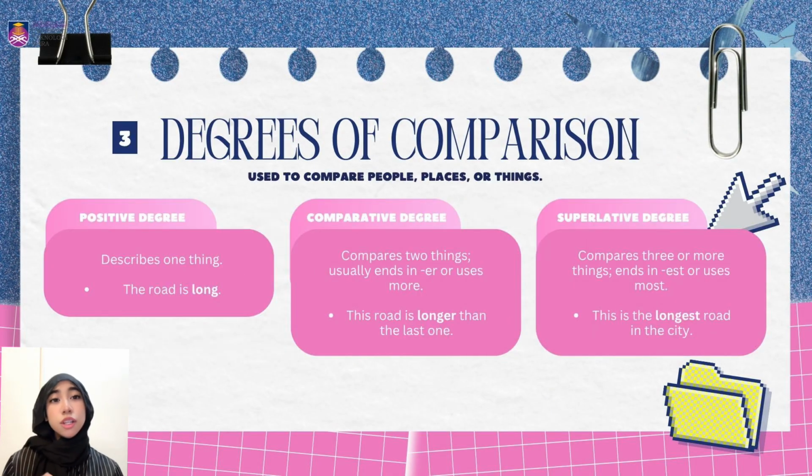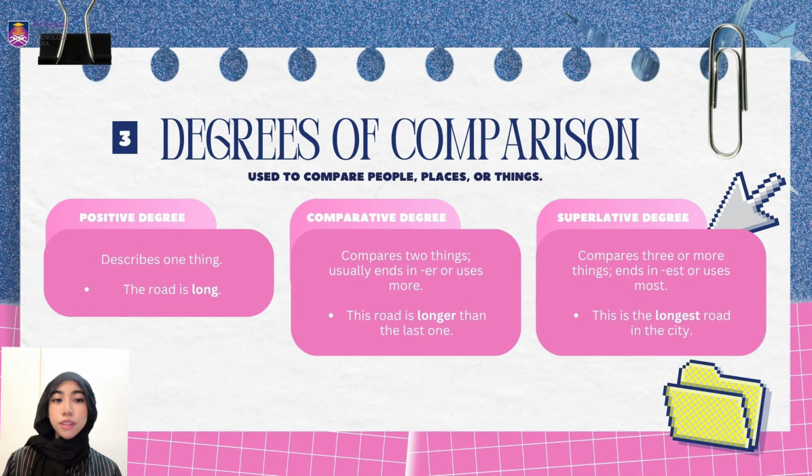Moving on to the degrees of comparison. Degrees of comparison are used to compare people, places, or things. So we have 3 degrees of comparison: positive degree, comparative degree, and superlative degree. The positive degree describes one thing, like the road is long. So long describes the road.